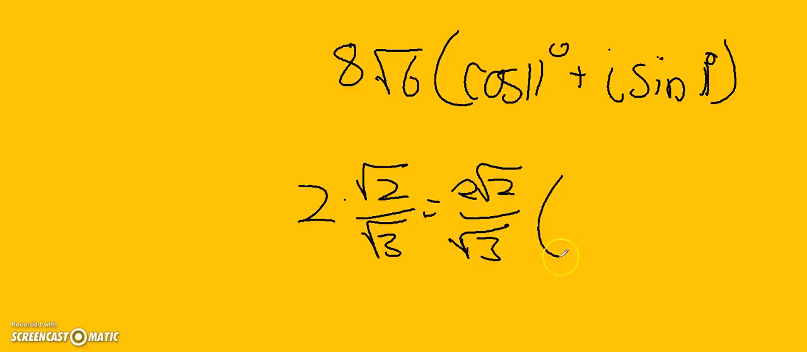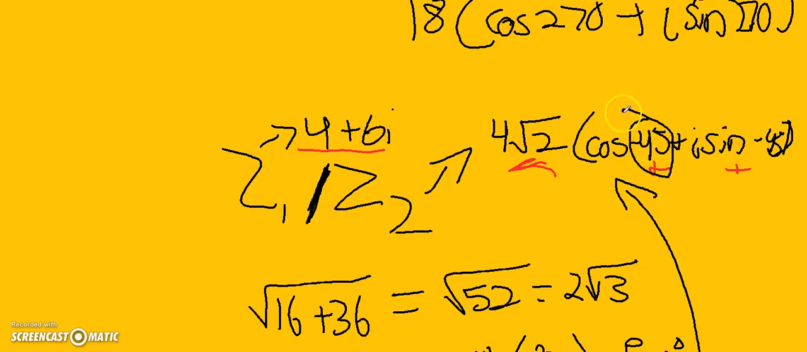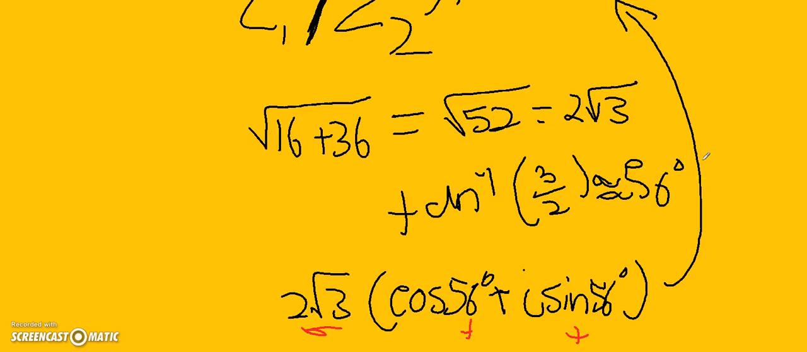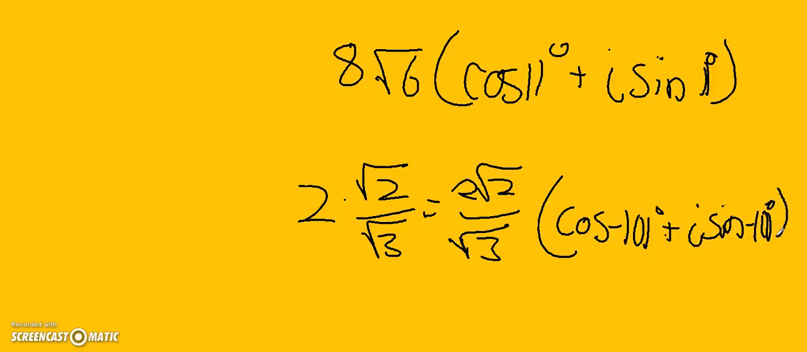And now we subtract these two numbers. So we do negative 45 minus 56. 45 plus 56 is 101, so negative 101. We just put that here. So we have cosine of negative 101 degrees plus i sine of negative 101 degrees. And yeah, that's pretty much it.